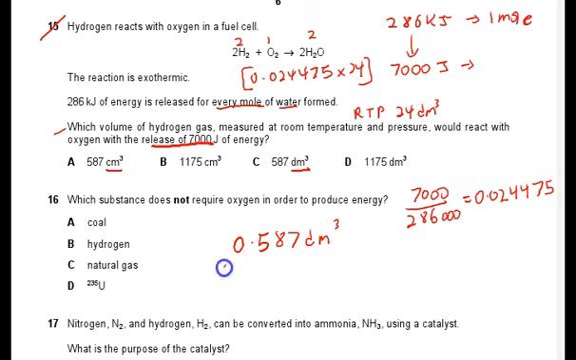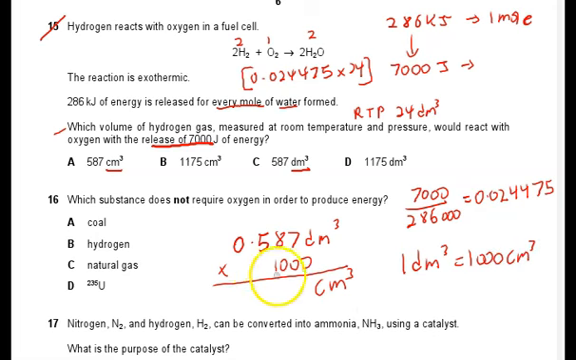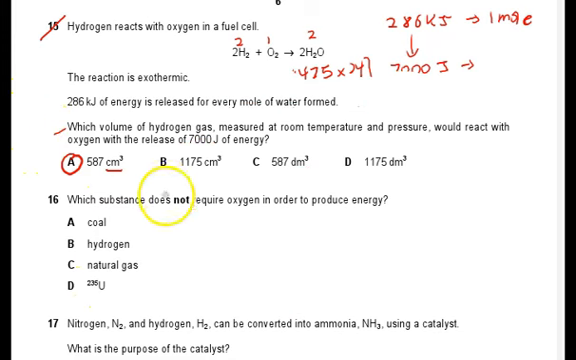Okay, now we multiply with 1000 to get a centimeter cube. So remember, 1 metric cube is equal to 1000 centimeter cube. So here you have the answer 587 centimeter cube. So this is A, for number 15. Okay, now we are going to do number 16.